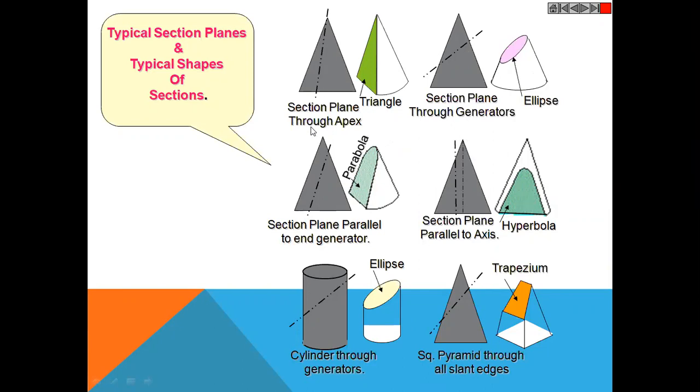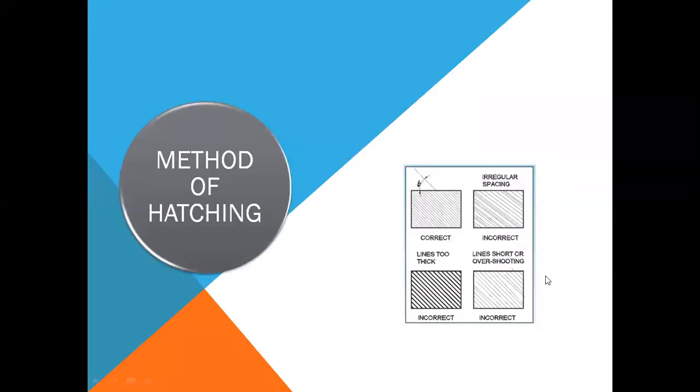Again, there is one more thing that is possible. If you section the cone with a section plane parallel to the base and perpendicular to the axis, then you will get a circle. That is another conic section that can be generated. If we are sectioning a cylinder through the generators, we are generating an ellipse. And if we are sectioning a square pyramid, we can get a trapezium kind of surface. So next is very important, that is the method of hatching.